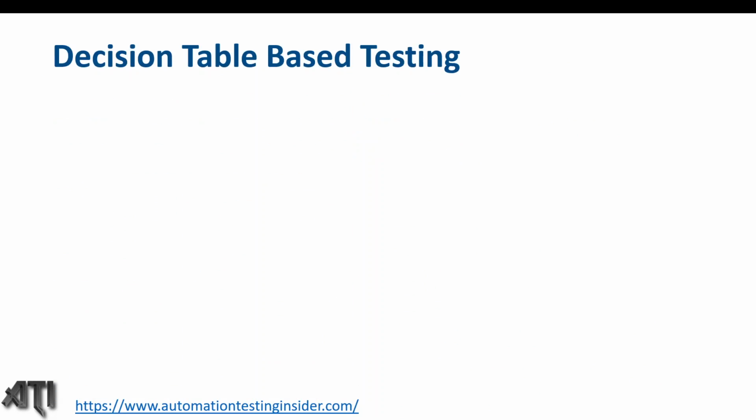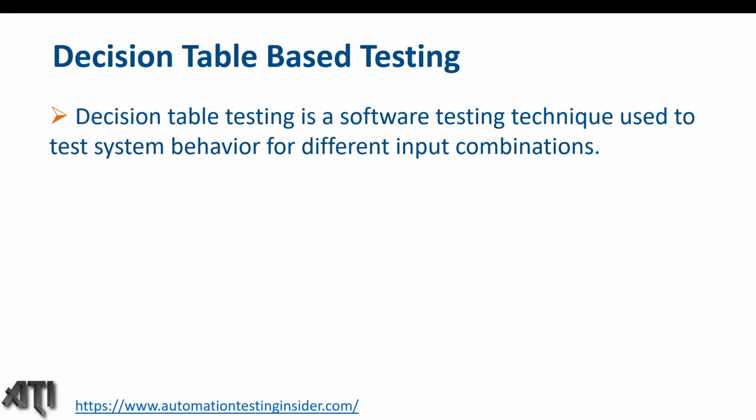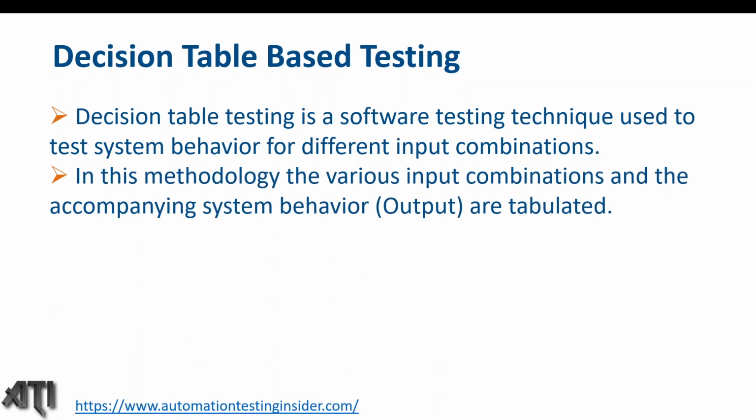Now let's talk about decision table testing. This is an important test design technique, guys. Decision table testing is a software testing technique used to test the system behavior for different input combinations. On one side we have different input combinations, and on another side we have different rules based on those combinations, right? I'll talk about that in detail in the next slide.